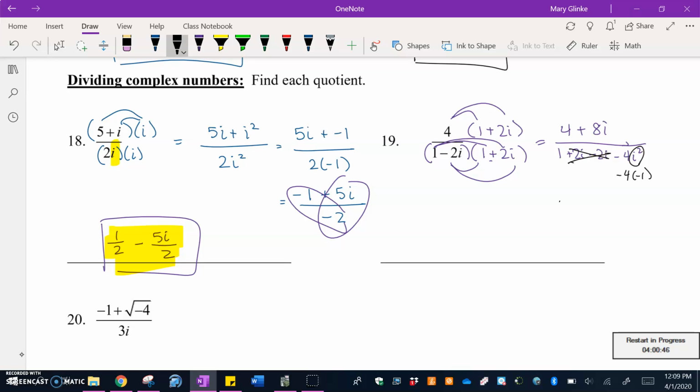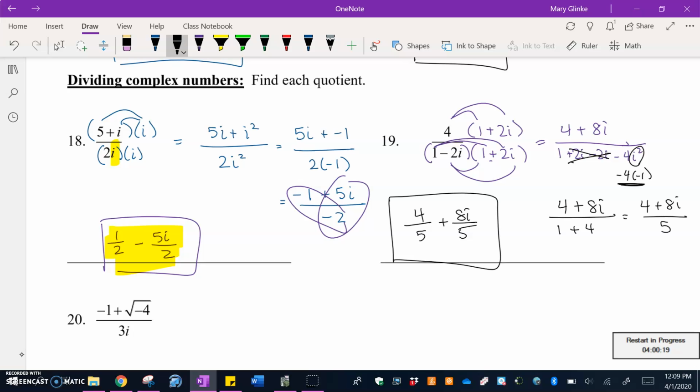So our numerator is going to stay 4 plus 8i. Our denominator becomes 1 plus 4 when I multiply those. So we get 4 plus 8i divided by 5. So I'm going to rewrite that, breaking it up. So it's actually going to be 4 over 5 plus 8i over 5.